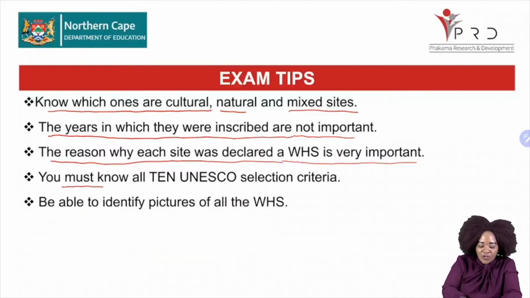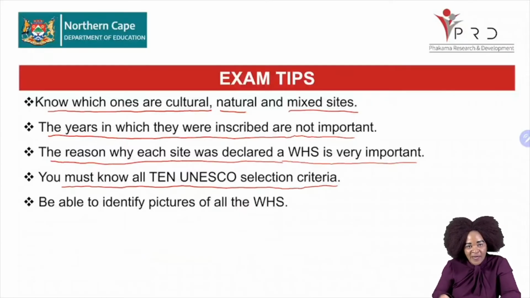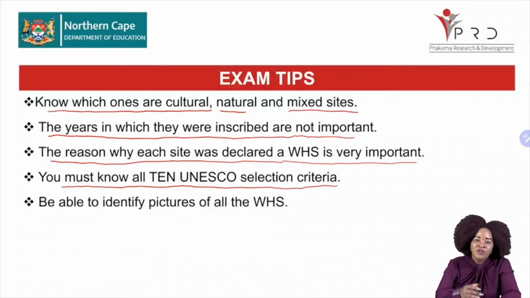You must know all 10 UNESCO selection criteria, and you need to match the criteria with all these World Heritage Sites, because there is different criteria that has been used maybe to declare Robben Island. There is a different one to declare Isimangaliso Wetland Park. So you need to know which criteria or selection criteria was used to declare each of these World Heritage Sites.